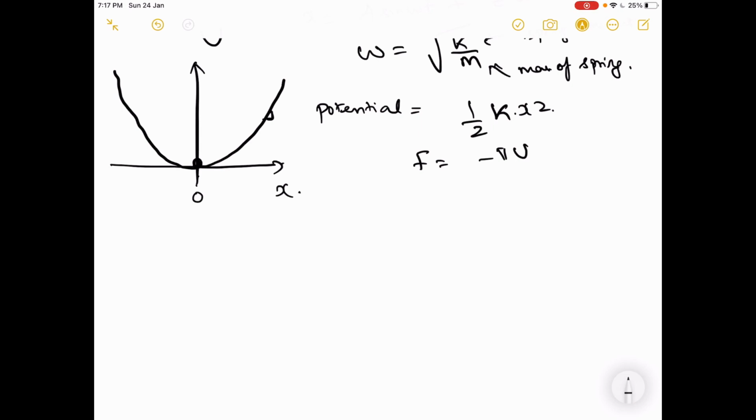There is nothing special about a harmonic potential. This is little different from the potentials that we saw previously. Those were square well potentials. Now we have a potential which increases with the square of x.